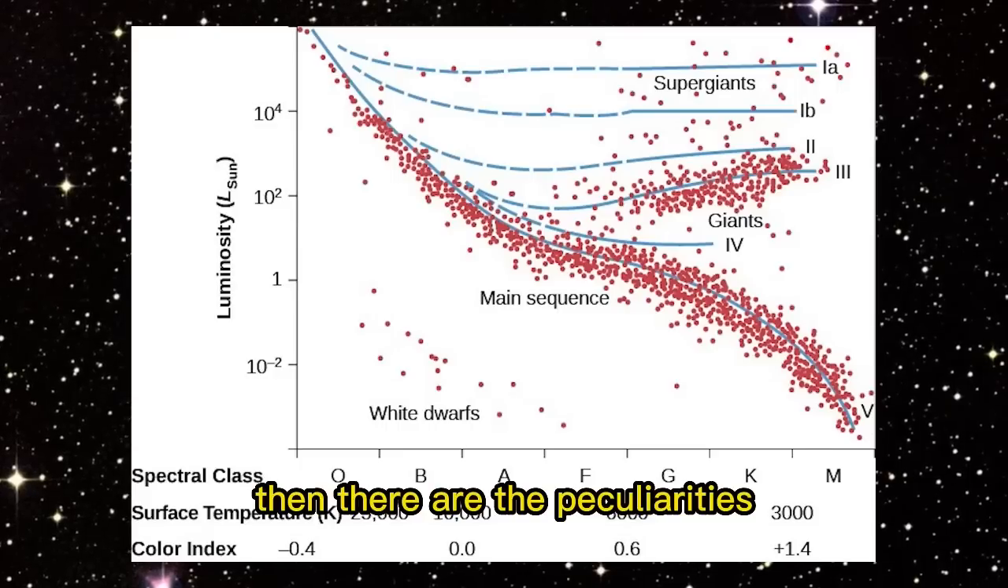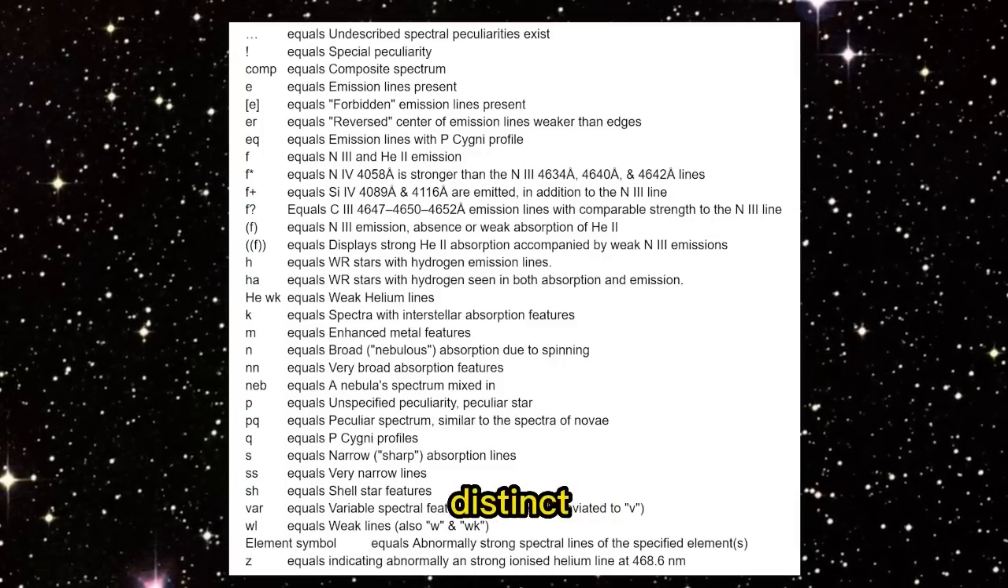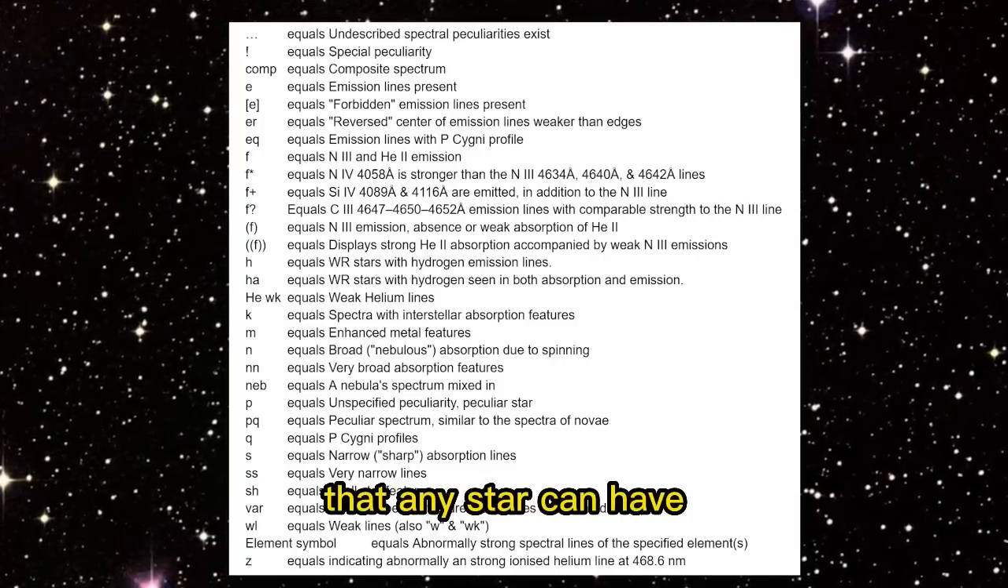Then there are the peculiarities. These would be included in the nomenclature in the names. There are 31 distinct peculiarities that any star can have.